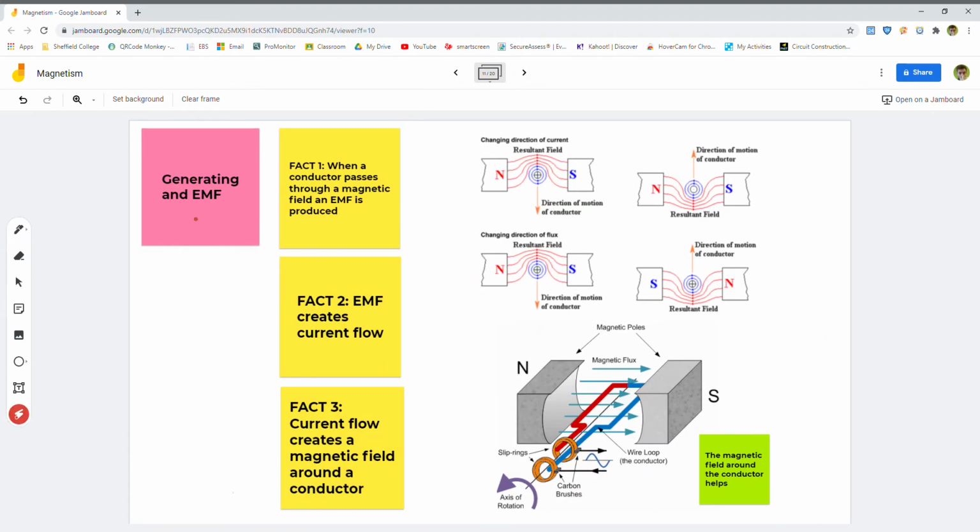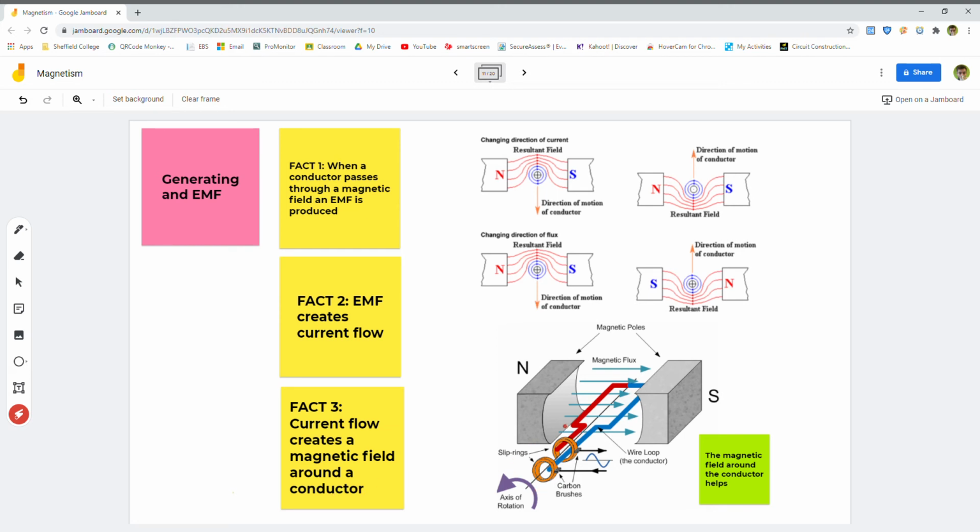So, while we're still on generating an EMF, there are just a few facts that we're going to go through. Fact number one: when a conductor passes through a magnetic field, an EMF is produced. Fact number two: EMF creates current flow. Fact number three: current flow creates a magnetic field around a conductor.